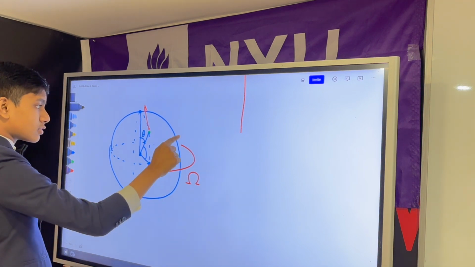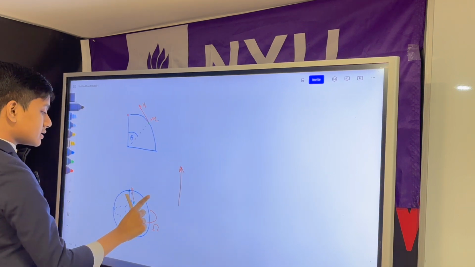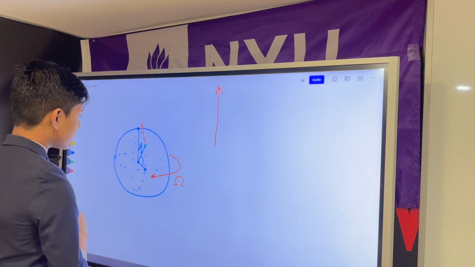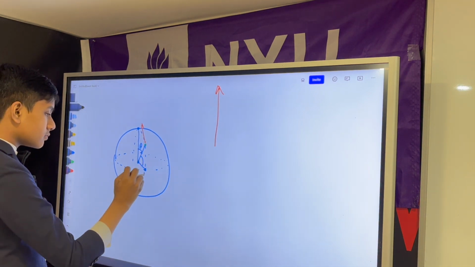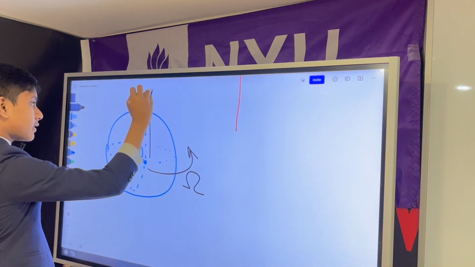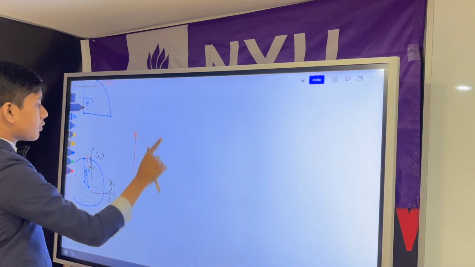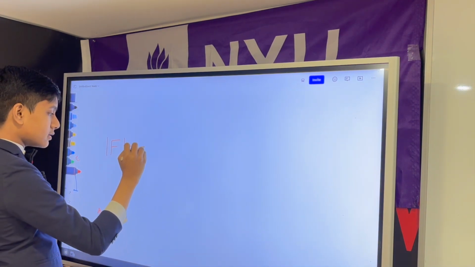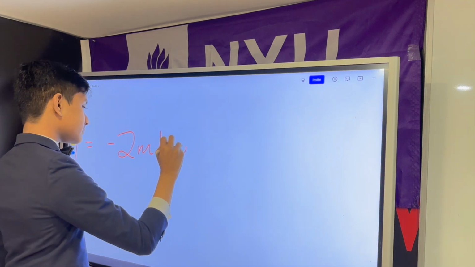So in this case, let's assume that it goes clockwise, but that's going to make things a little bit more difficult. So let's assume it's counterclockwise instead. So that makes the angular velocity vector up, always. Now, if we want to calculate the magnitude of the Coriolis force, that's just going to be minus 2m, the magnitude of the cross product.